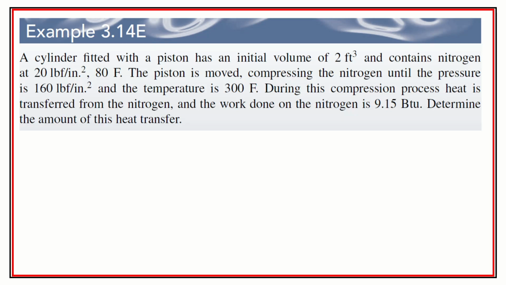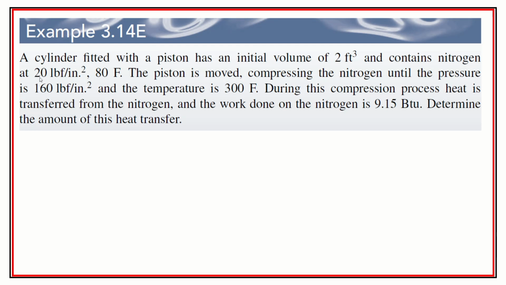Continuing on in class 11, just for the sake of completeness, I'll do example 3.14e. That's really the same as the example I just did in the previous video, except this one is going to be in US units. So we have that same cylinder, or a different version of it. It has an initial volume of 2 cubic feet, and it contains nitrogen.